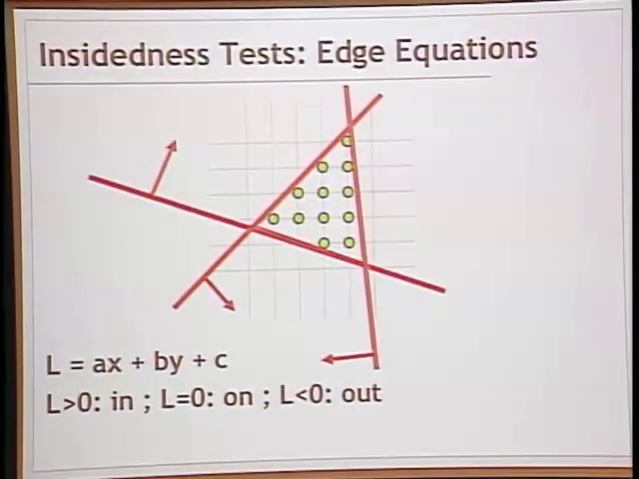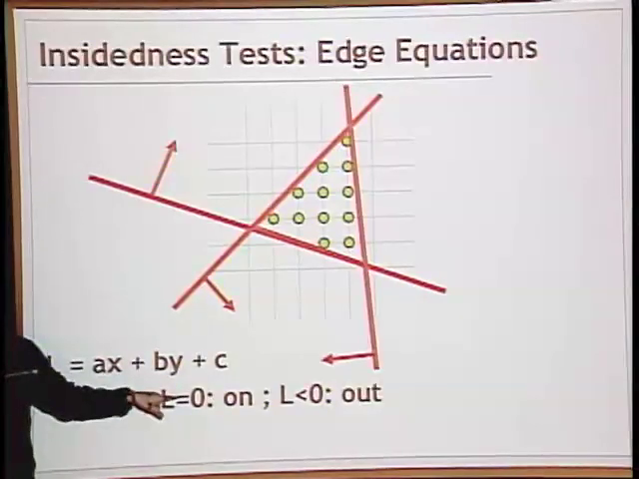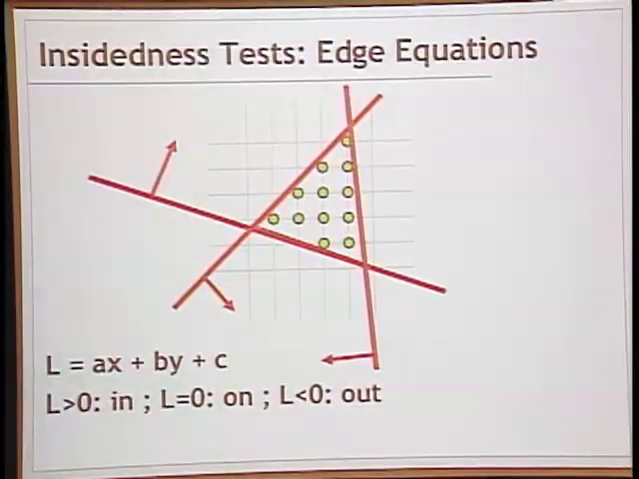We can define that in such a way that if this equation is greater than zero, basically what we're defining is a half plane. And if a point is inside all three half planes, then it is inside the triangle. If this equation is equal to zero, what does that mean? It means we're on the line. So what do we have to do if we're on the line? Then we have to use our shadow rules.